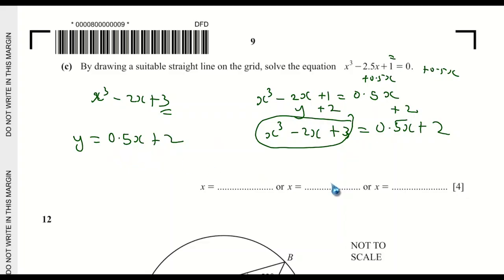That will give us 3 values. If you compare this with the general equation of a straight line, we can write 0.5 as 1 over 2x, then plus 2. You see that m is the gradient, 1 over 2. Rise once, move forward twice. And the intercept on the y-axis is 2.